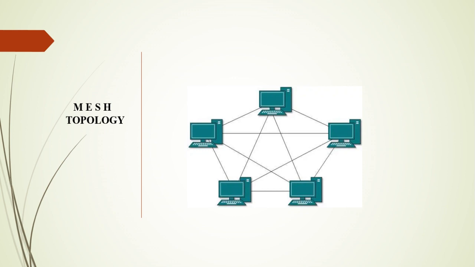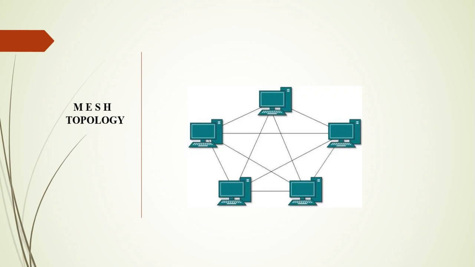Mesh topology. In mesh topology, each device is connected to every other device on the network through a dedicated point-to-point link. If there are n devices in the network, then each device must be connected with n-1 devices of the network. There are mainly two types of mesh. A fully mesh network is one that has all nodes connected to all other nodes, whereas a partially mesh network will have only one node with multiple connections to others.